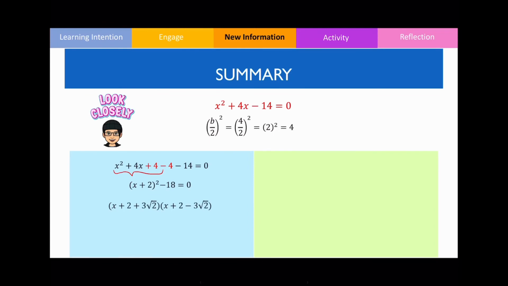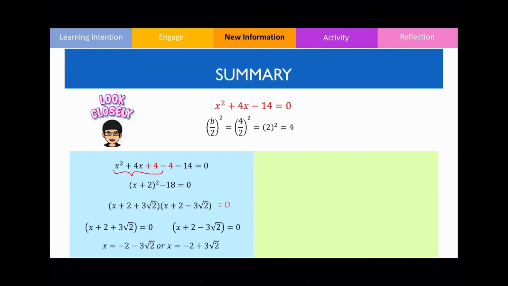And now, since this is equal to 0, I'm going to use the null factor law to solve for x. So this is what your equation will look like. And then I'll just rearrange it to solve for x. And therefore, this would be my answer. So this is how we do it by using the null factor law.